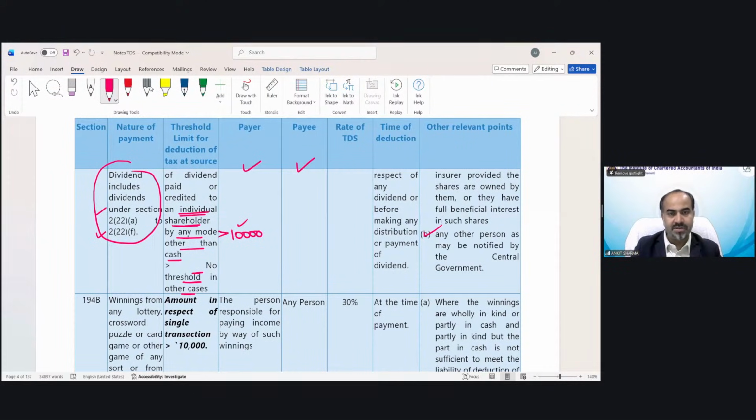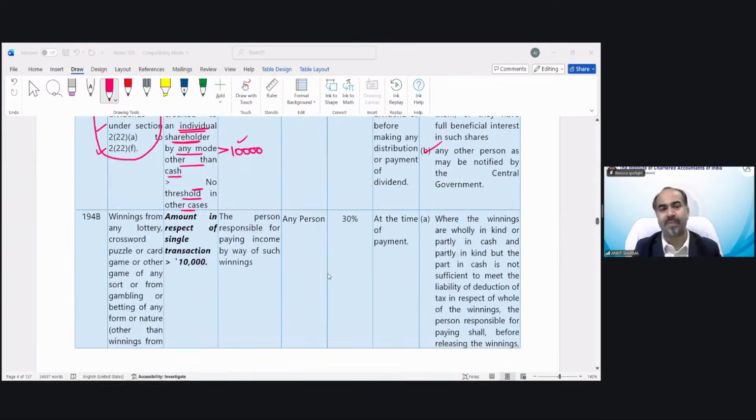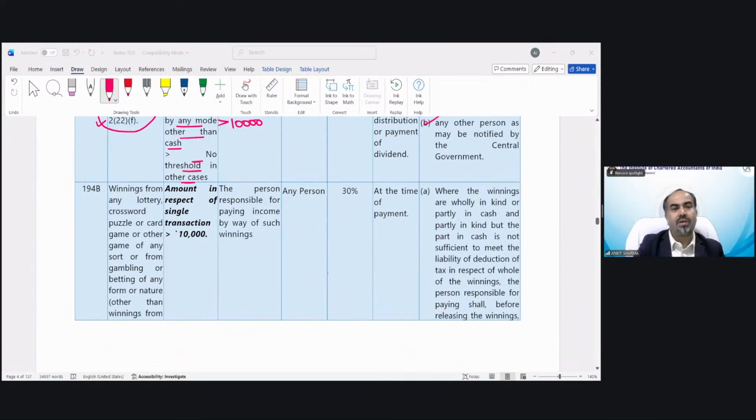Let's see the answers. Deemed dividend, deemed dividend, deemed dividend. Exactly. We call it deemed dividend. So this section 194 TDS provision is applicable on dividend as well as deemed dividend. Well done. Now section 194B.